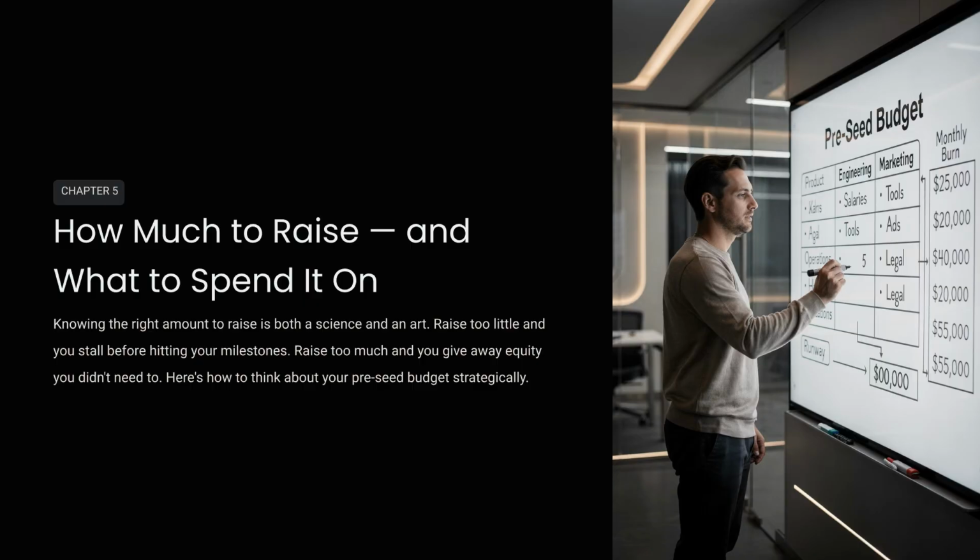Chapter 5 covers how much to raise and what to spend it on. Raise too little, and you fail to hit milestones. Raise too much, and you dilute your equity unnecessarily.